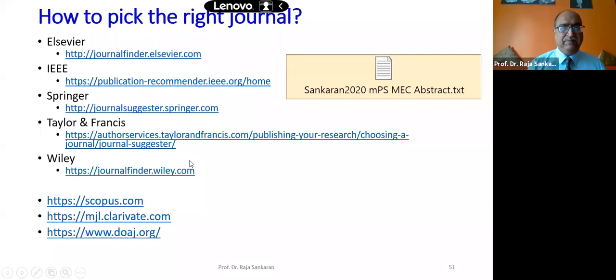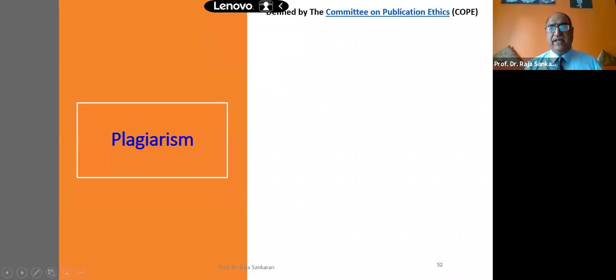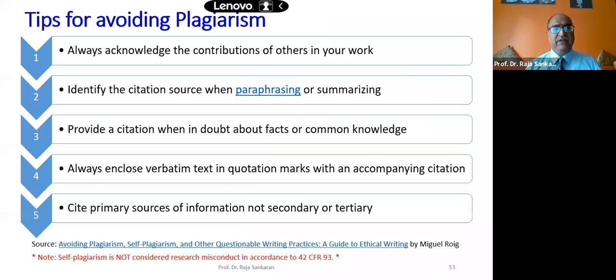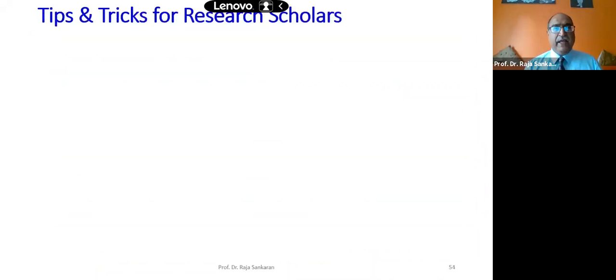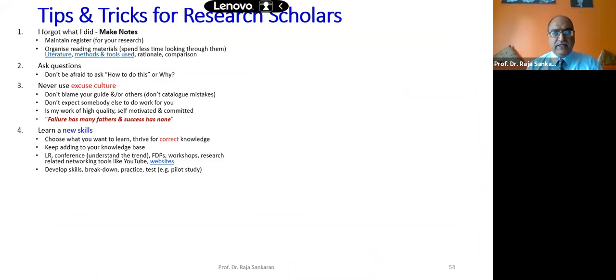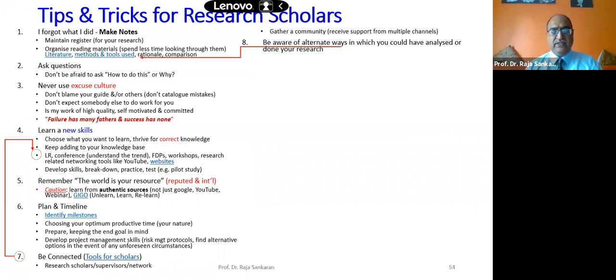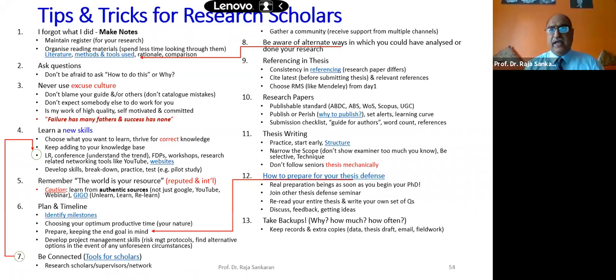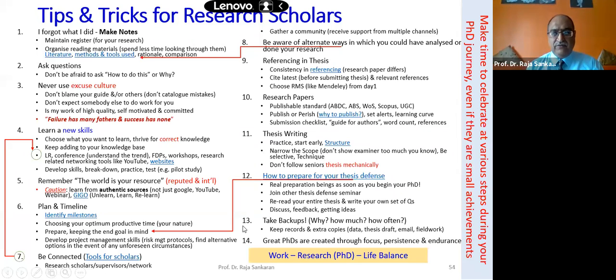There are a lot of these tools. Again, it's there on my website. You should make use of it. What plagiarism is and some of the tips to avoid plagiarism, I've defined them. And I think that covers all these 14 points that I had planned as tips and tricks for research scholars. And we did talk about the journey of the PhD.